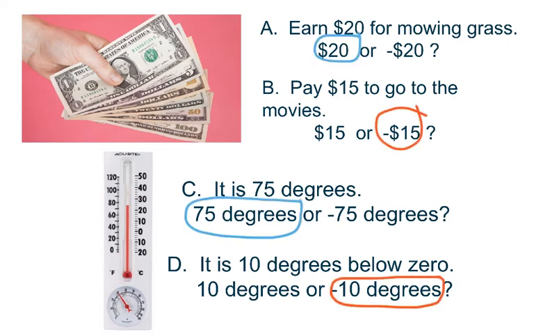Now check and see if you circled the correct numbers. A, if you earn $20 for mowing grass, that is going to be a positive $20 because you're going to take in $20 for your work. But B, that's going to be negative because you're going to give $15 so you can go to the movies. C is positive 75 degrees because 75 degrees is above 0. And D, 10 degrees below 0 is negative 10 degrees.